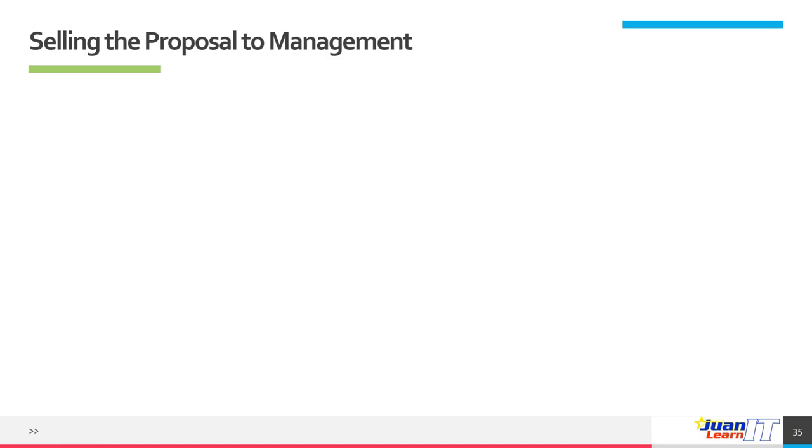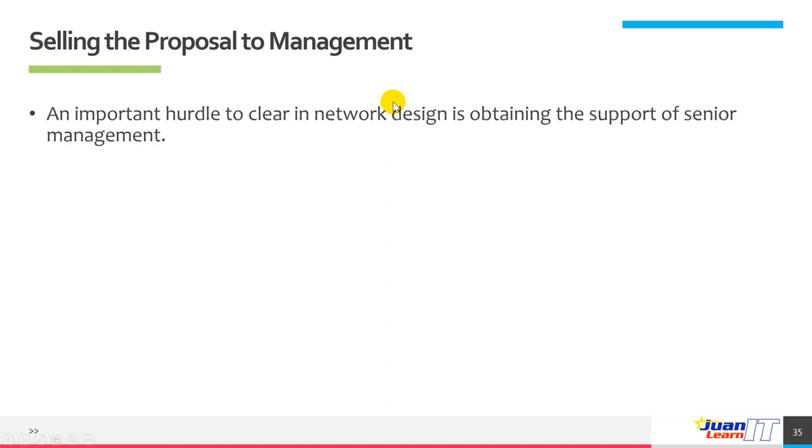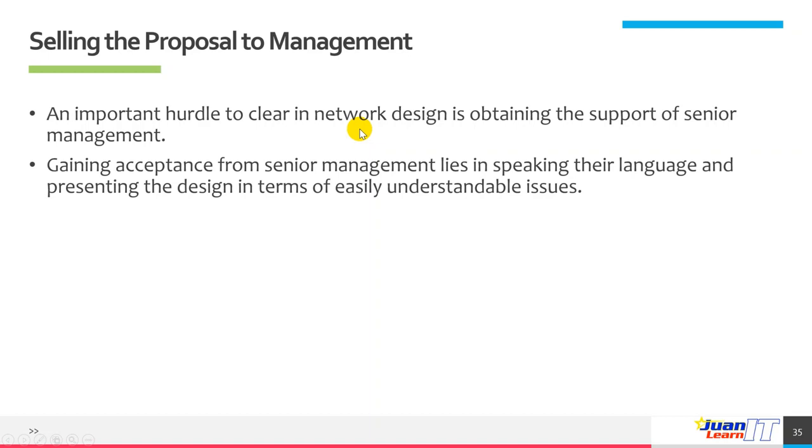Okay, now, so this is a big challenge for you becoming a network designer or maybe a network administrator wherein you are going to sell the proposal to the management. So how will you convince the organization to support your proposal of building a new network? Okay, so an important hurdle to clear in the network design is obtaining the support of the senior management. All right.